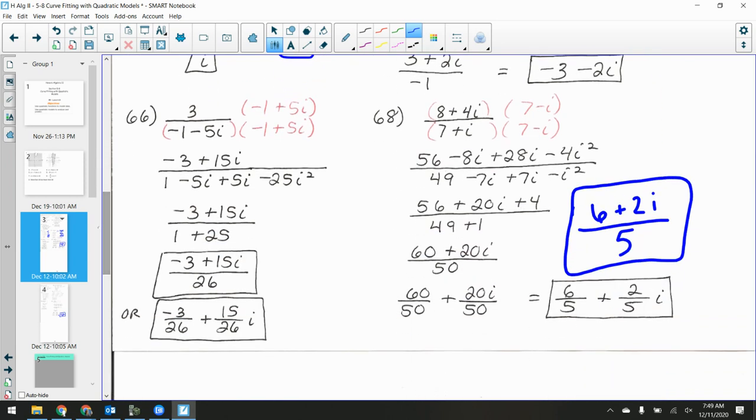Here's 66 and 68. I'd definitely be willing to go over 1 or 2 of these if we'd like to, because we didn't really hit a lot of the division ones. But there's the work for it. Basically, the process is the same for all of them. You multiply the numerator and the denominator by the complex conjugate of the denominator. So you're taking the negative or the positive inside the complex and switching it. So -1 minus 5i turns into -1 plus 5i, and you multiply that. Don't forget the FOIL on top and bottom. I mean, number 66, you don't really need a FOIL, but 68, you definitely do.